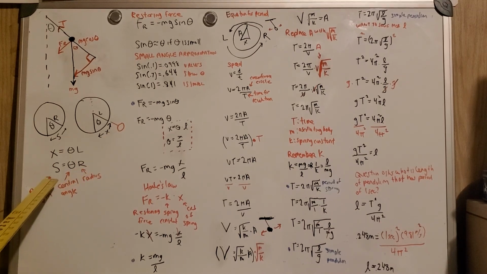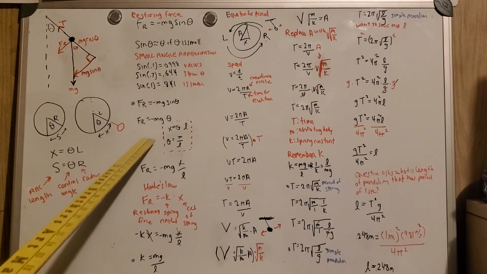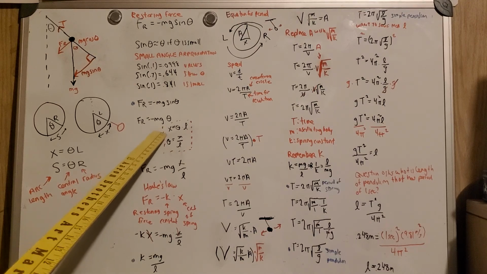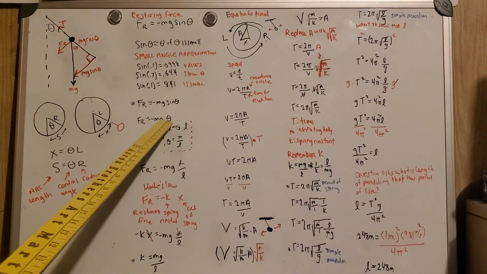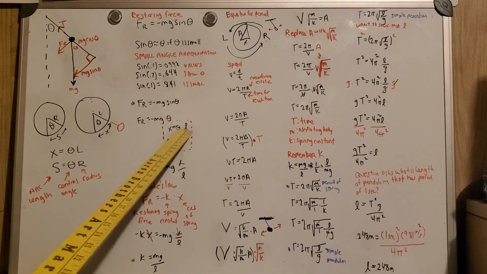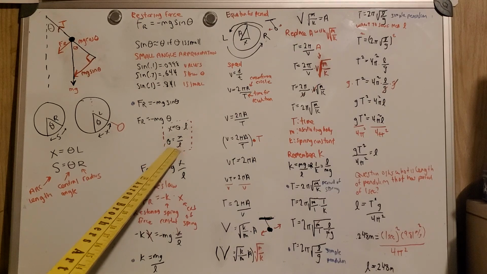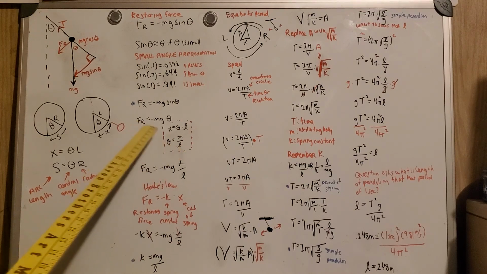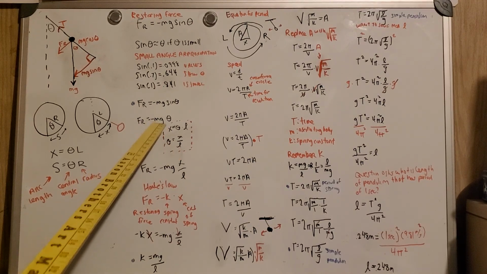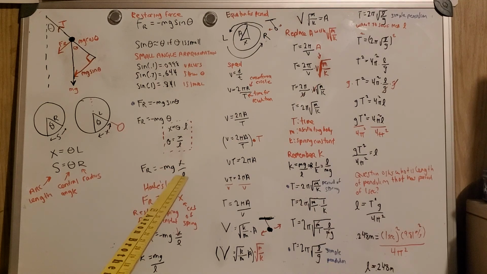So these values: S is equal to theta r. We replace these variables with x, so x is equal to theta L, or the displacement of the pendulum is equal to theta times the length of the pendulum. But we want to find only theta, so we manipulate it by dividing by L on both sides. So we get theta is equal to x over L, or the displacement of the pendulum divided by the length of the pendulum. So our equation now goes from negative mg theta to negative mg x over L.